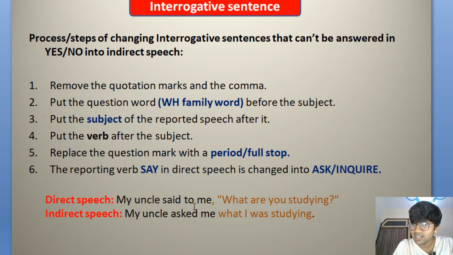So the reporting verb has to be ask or inquire. My uncle said to me, what are you studying? My uncle asked me what I was studying. What remains what, do not change it. You, who is you? That is me. I, subject, what I was studying. And we remove the question mark. We replace it with a period, right? The comma is gone, the quotation marks are gone. What is intact? We change the subject, we change the verb, right? And everything else is just the same.